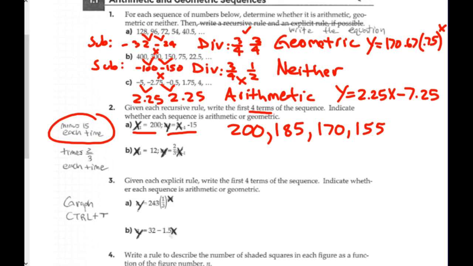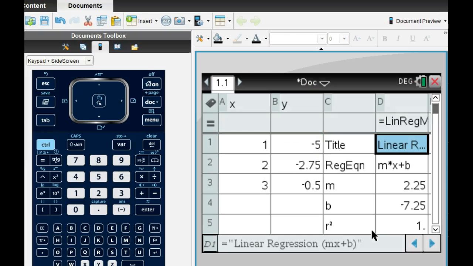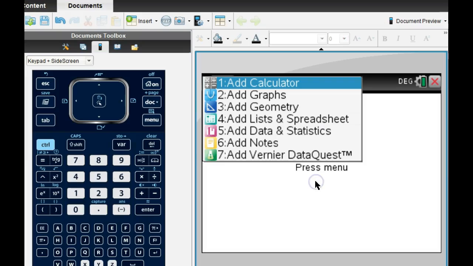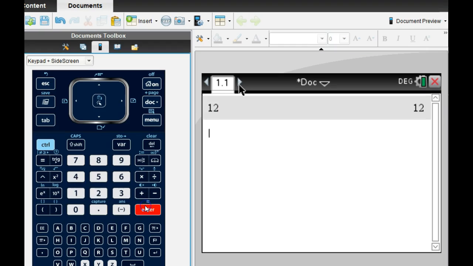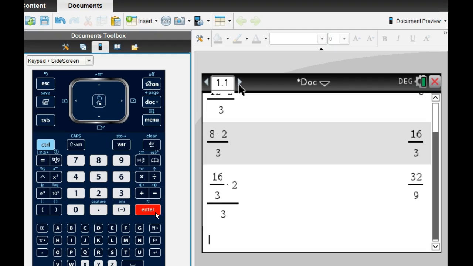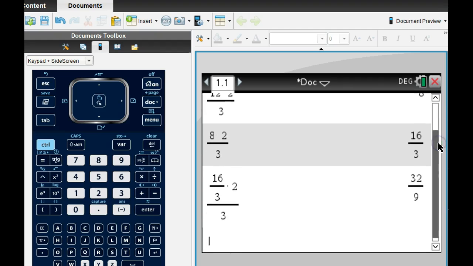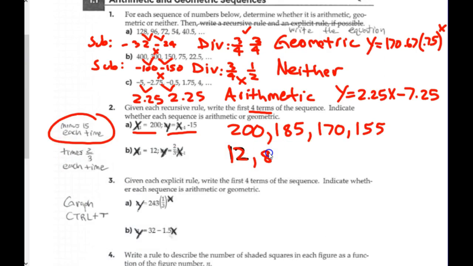All right, and then B, again, the first value is 12. And then what am I doing? 2/3 each time. So we do 12 times 2/3. I can hit enter again and again so I can get all of them. So when I hit 2/3, I get 8. Then I get 16/3. And then I get 32/9. Now, if you hit Control Enter and get the decimal, that's fine too.